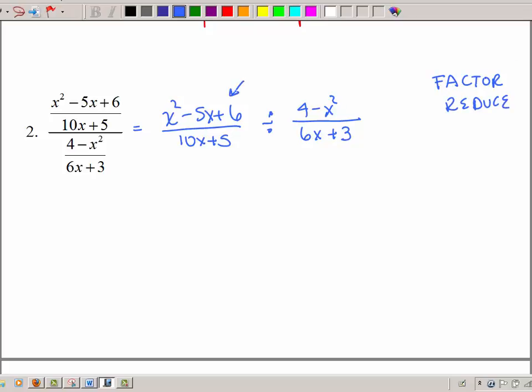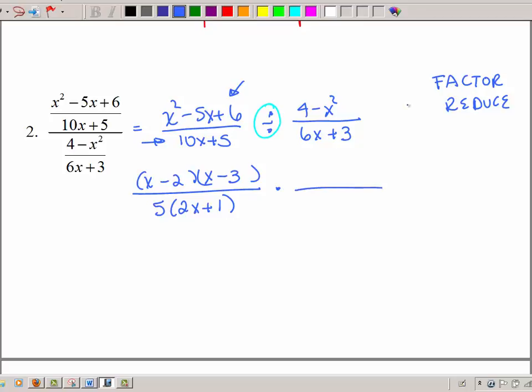And as you recall, we need to factor before we can reduce. So how do we factor that trinomial? Pretty easy. It has a coefficient of 1, so we need -2 and -3. How do we factor that binomial? GCF of a 5. And now I'm going to change that to multiplication. So I'm going to multiply by the reciprocal. So this is going to go on the bottom, but I'm going to factor that.